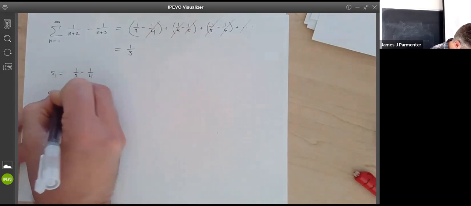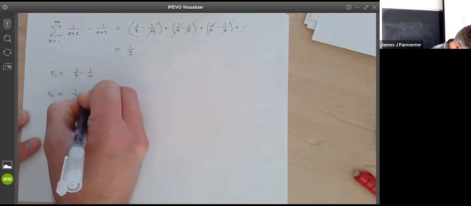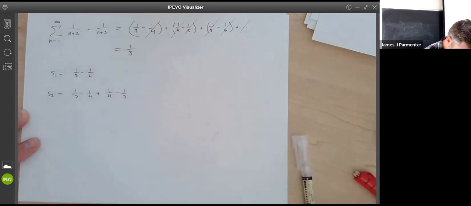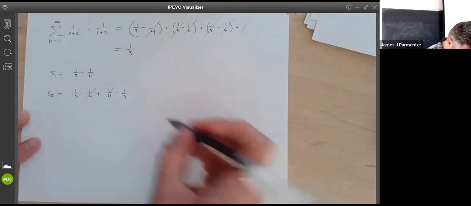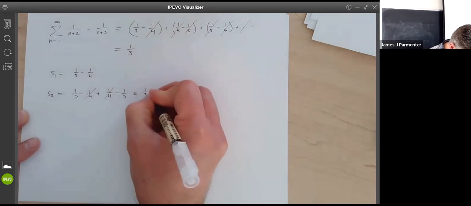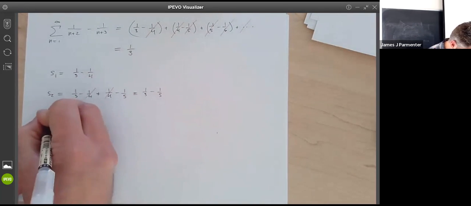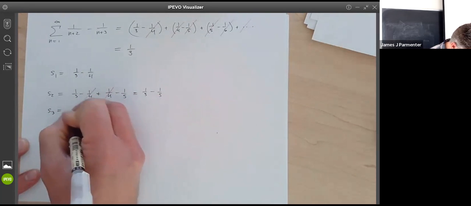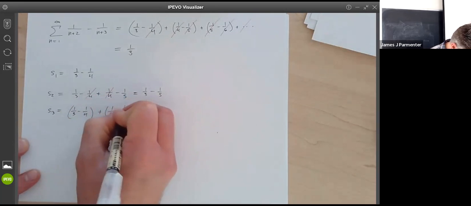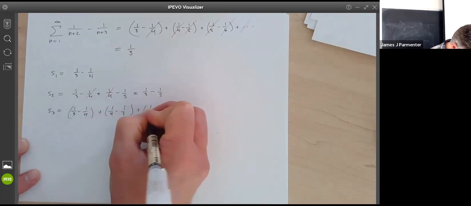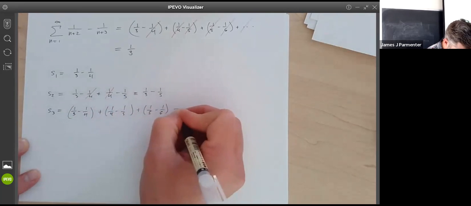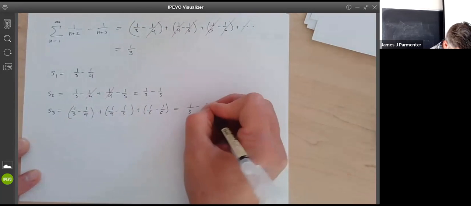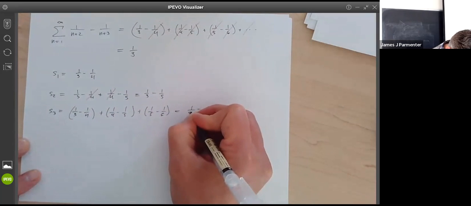Here's my second partial sum. It's 1/3 minus 1/4 plus 1/4 minus 1/5, which is 1/3 minus 1/5. Let's do one more and then we'll go big. The third partial sum is 1/3 minus 1/4 plus 1/4 minus 1/5 plus 1/5 minus 1/6, which at the end of the day is going to turn out to be 1/3 minus what? Yeah. Sorry, sometimes my 3s look like 5s.